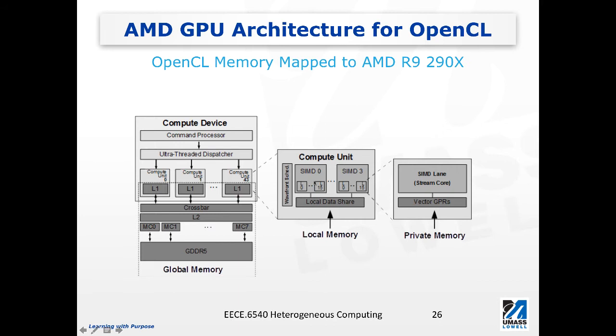If you look into the details of a compute unit, what we see here is that inside a compute unit, it has 4 SIMD cores. And these 4 SIMD cores share a local memory called local data share. This is in fact the local memory of OpenCL. And if you look even further into this processor core, within a SIMD core, it has 16 SIMD lanes. And each lane can perform operations on vectors of registers. These vector registers are what we consider private memory in an OpenCL context.